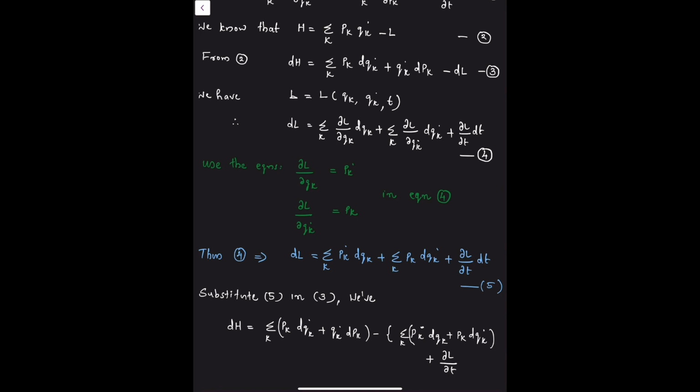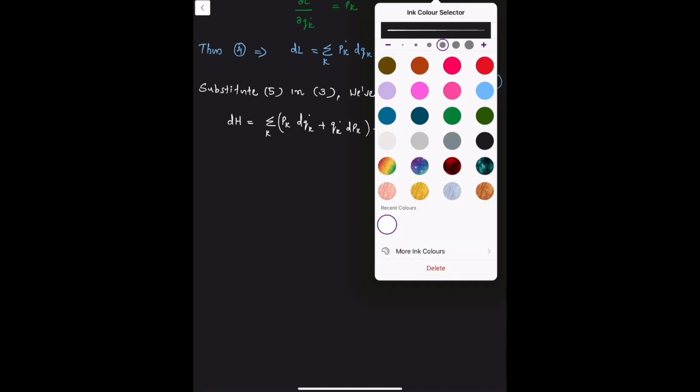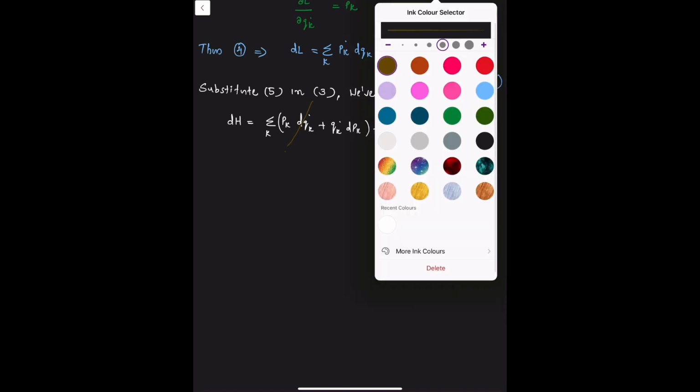Plus ∂L/∂t into dt. That plus is inside the bracket. Okay. Now if you observe the new equation of dH, we can see that pk qk dot dqk will cancel. From the entire equation, the pk dqk dot will cancel.